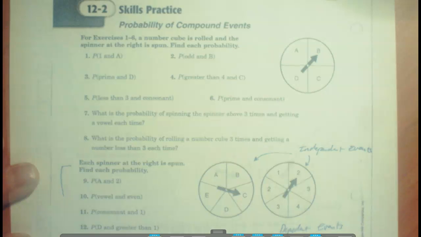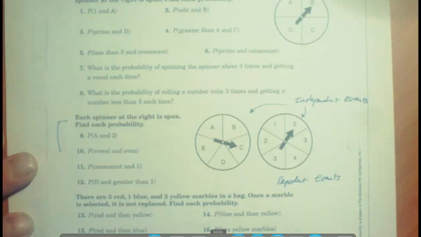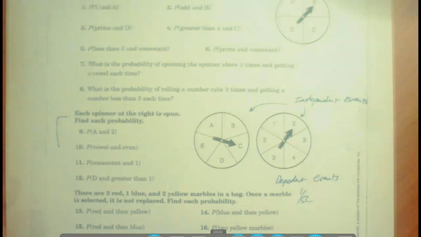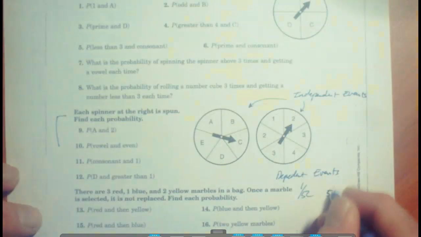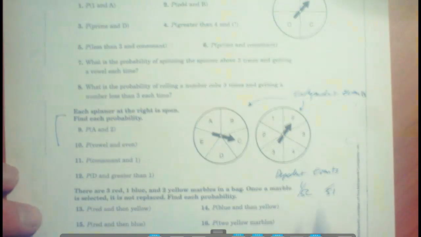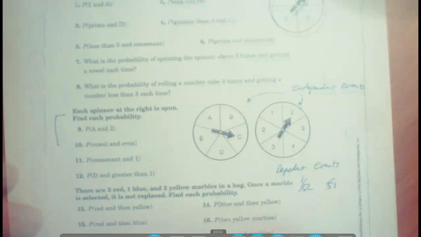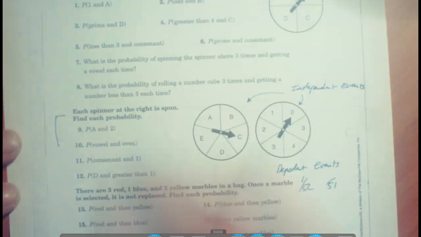Dependent events are if you had a deck of cards and you pulled out a card. You've got a 1 in 52 chance of pulling out a king of hearts. But if you don't put that card back in, the next time you draw a card out, there's only 51 cards in there. So that's a dependent event. Dependent events depend upon one another. Independent events are completely standalone. So these are independent events. I just want to go over that first.